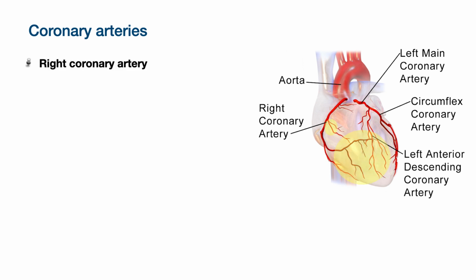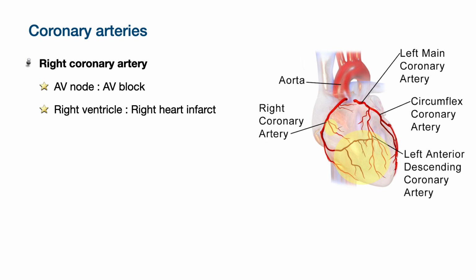Right coronary artery. The right coronary artery supplies the AV node, so heart block following inferior MI is common. The right coronary system also supplies the right ventricle, hence problems relating to a right ventricular infarct are commonly associated with an inferior MI. Right coronary artery supplies the inferior myocardium and occlusion causes ST elevation in leads 2, 3 and aVF.